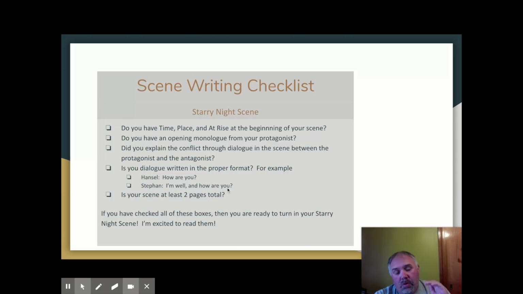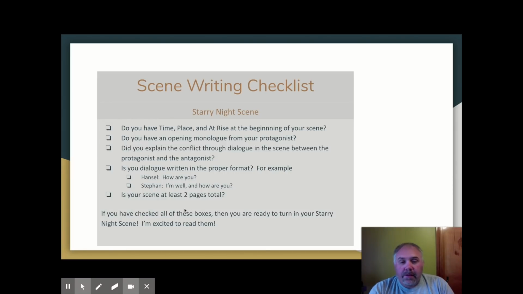Each time you write dialogue, you write the character's name, a colon, 2 spaces, and what they say. Character's name, colon, 2 spaces, and what they say. All right, that's our scene writing format. We've gone over that. Just make sure on your checklist that you are in that proper format. If you need to go back and change that format because you didn't write it right, just send me a message, let me know, and I'll give you some extra time.